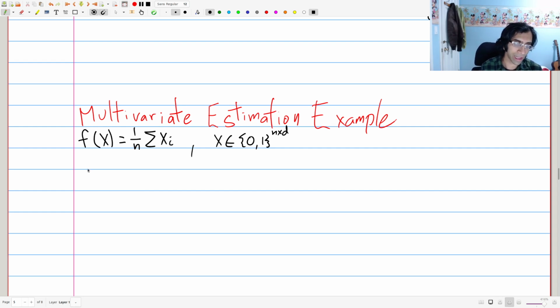Okay, so let's analyze two different ways of privatizing this. So first of all, what is the sensitivity of this function? Well, let's take a look at what the sensitivity is.